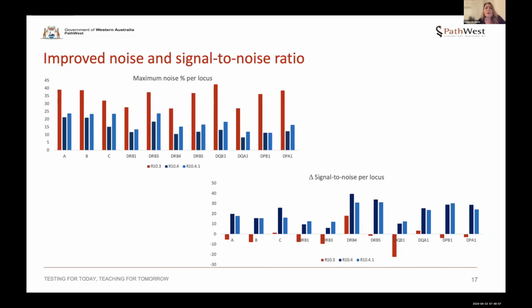We did see improved noise and signal to noise ratio. So in the top graph here is our maximum noise percentage per locus. In red shows the 10.3 series flow cells, and you can see that the noise per locus was much higher than in the 10.4 series shown in blue. And again here, the signal to noise per locus ratio was improved with the 10.4 flow cell series.